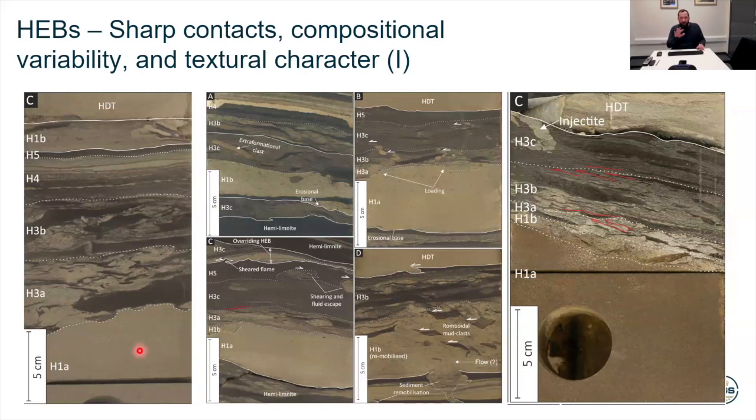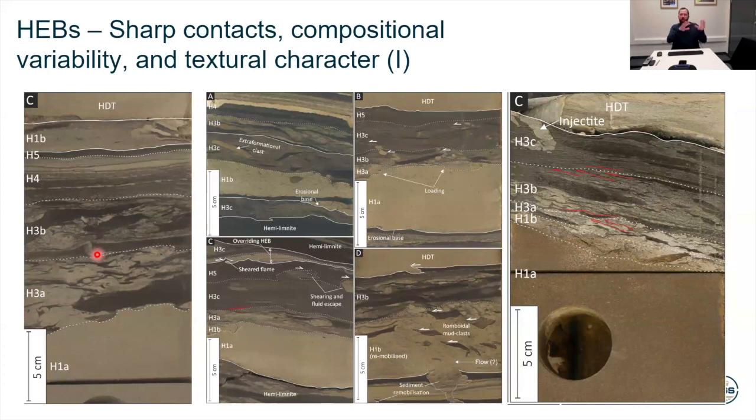The H2 unit's not generally present in most of the examples here, and that's actually something that seems to be true in most published examples of sand-rich systems. The H2 unit, the transitional unit, doesn't preserve or isn't deposited, I guess. So we have the H1 unit with H3 sitting directly above it.